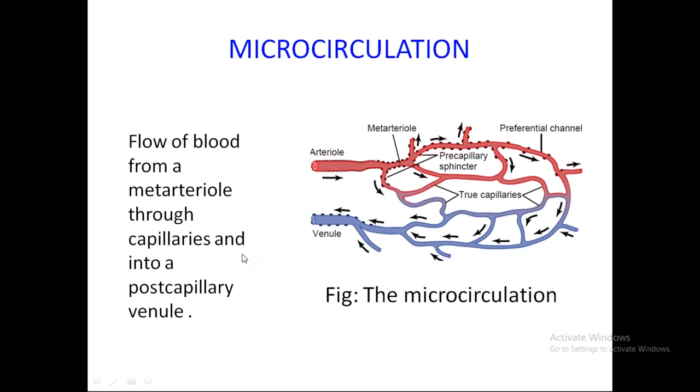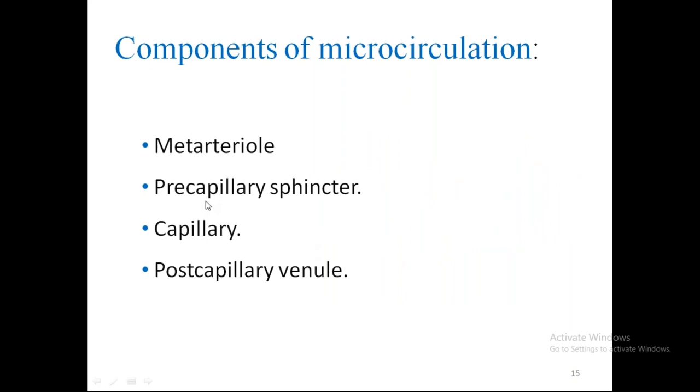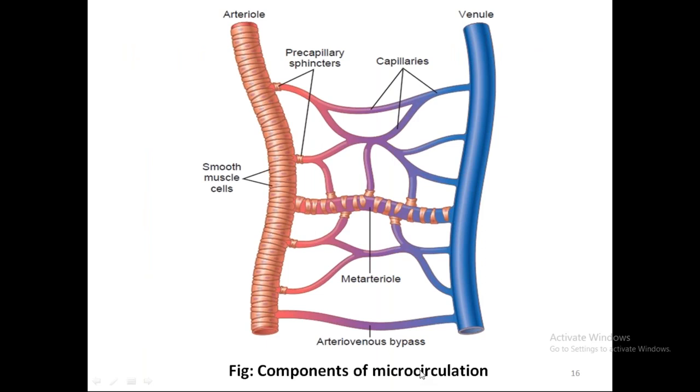This figure shows components of microcirculation. What are the components of microcirculation? At first, metarteriole, precapillary sphincter, then capillary, then postcapillary venules. This figure shows the components of microcirculation.